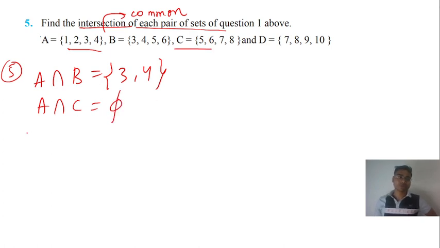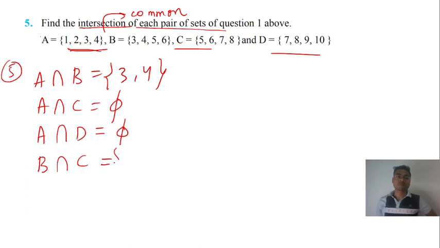So you write ∅. Now A intersection D. A and D have no common element, so you write ∅. Then you will write B intersection C. So you will find B and C. B and C have two elements common here, 5, 6. So you write {5, 6}.